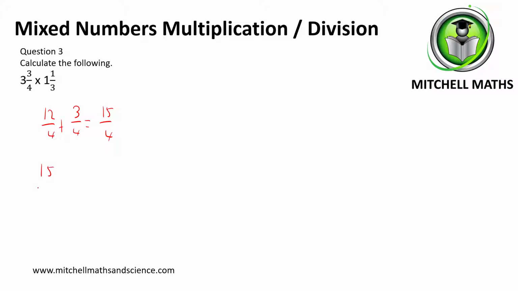So I'm going to have 15 over 4 multiplied by, well, 1 1/3. That's going to be 3/3 in 1, plus 1/3, which is going to be 4/3 in total, which means I'm going to multiply it by 4/3. 15 times 4 is 60, and 4 times 3 is 12. And actually 60, if you think about fractions, it's just a division. So I've got 60 divided by 12, and that actually simplifies to a whole number, which is 5.